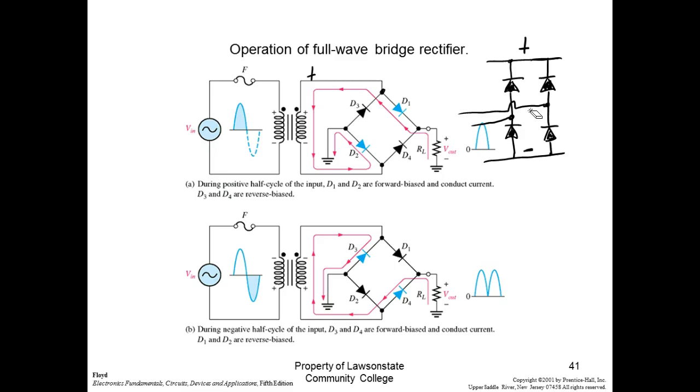AC. So if I'm going to run an AC appliance, and the only thing that's available is DC, then I've got to have a plus and minus. Somehow I got to come up with a plus and minus DC supply. So what we have here, we have plus on the top, we have minus on the bottom.